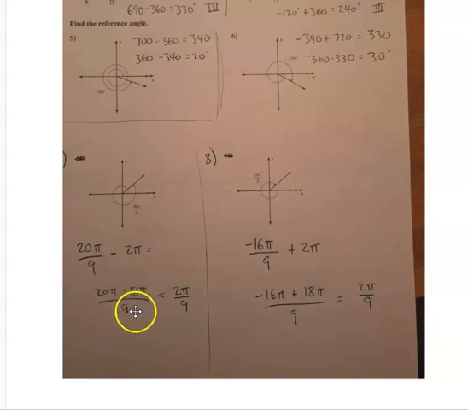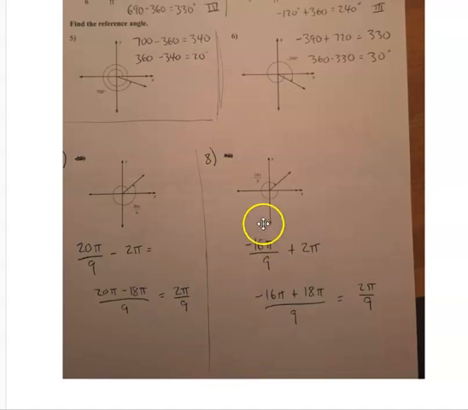So now you have 20 pi minus 18 pi over 9. That creates 2 pi over 9. 2 pi over 9 is in quadrant 1. It's the same thing as 40 degrees. That's 40 degrees. Okay, so the answer is 2 pi over 9.